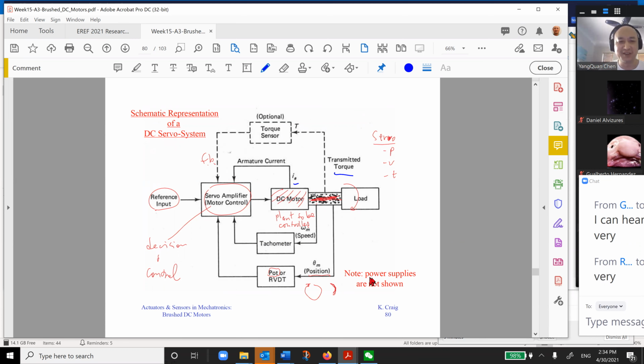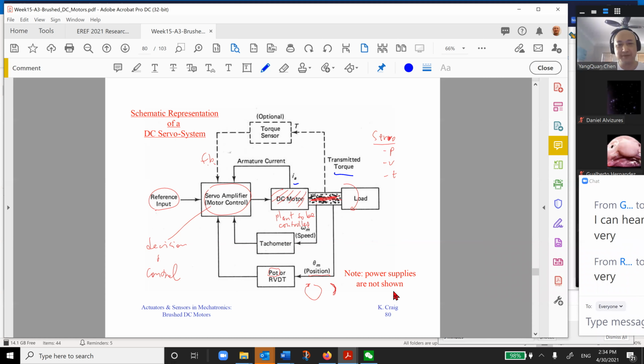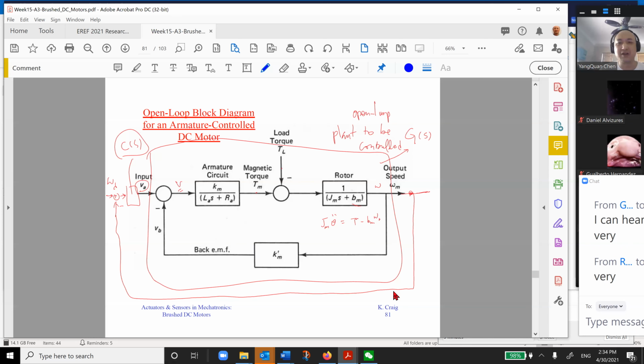Of course we didn't show all those power supplies. So that is a block diagram. This is also our block diagram in the transfer function form. Basically your shaft with the load has load torque TL. Then you generate magnetic torque TM. Then you go through the rotor dynamics, and omega comes out. This is the back EMF. This is your input. So this is our whole motor system.